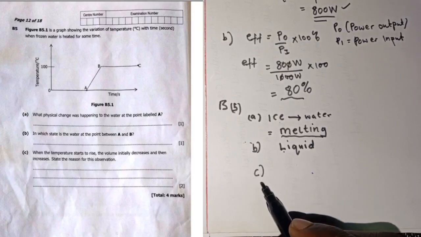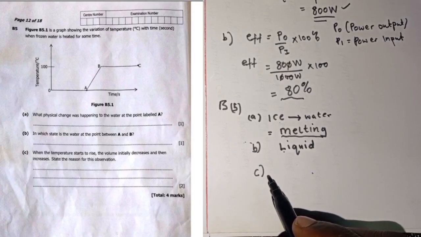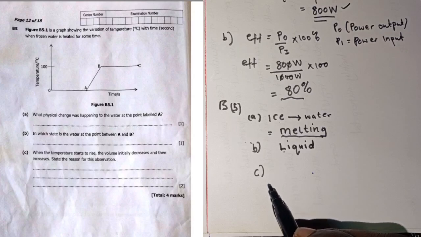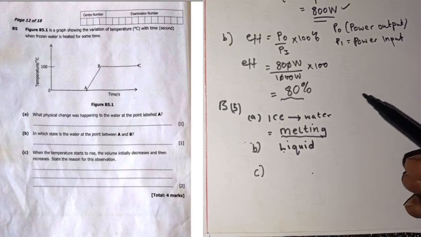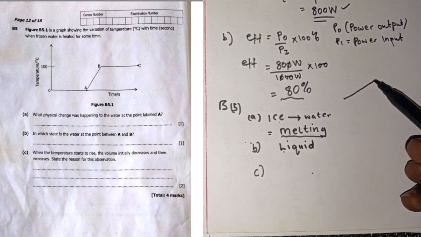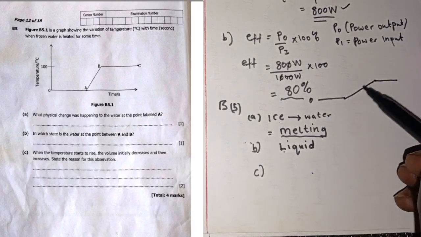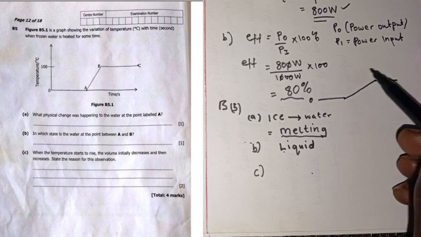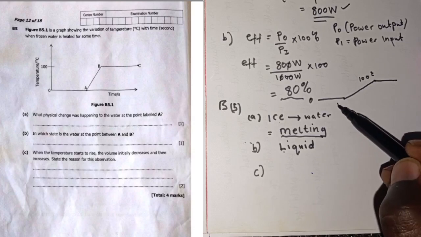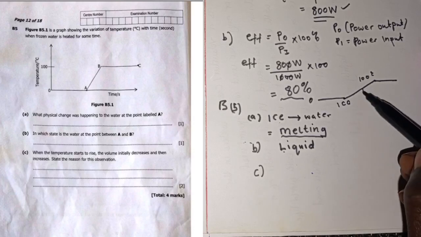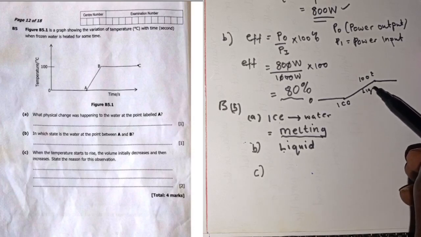Then question C, when the temperature starts to rise, the volume initially decreases and then increases. State the reason for this. As we see, here we have something like this, and then it goes like this. Here it's 0 degrees, and now it starts to rise. Here it reaches 100. So as it starts to rise, here it is ice, and then here it becomes what? Liquid.